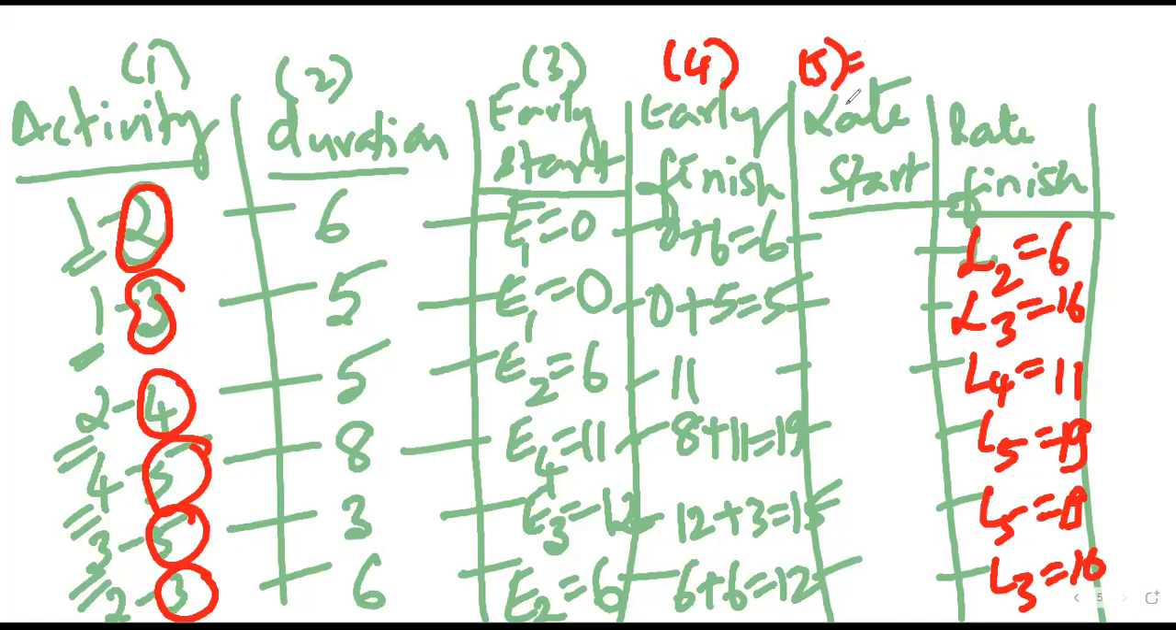Fifth column is nothing but sixth column minus the second column. That is late finish minus duration. What should be the answer? Late finish minus the duration. Answer is... correct. 16 minus 5. Answer is 11.